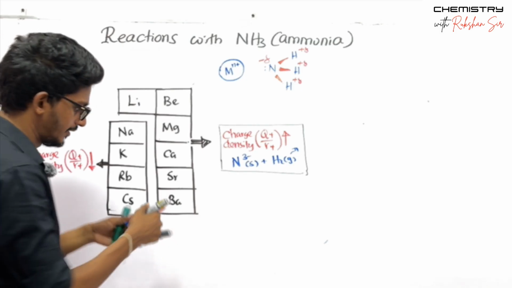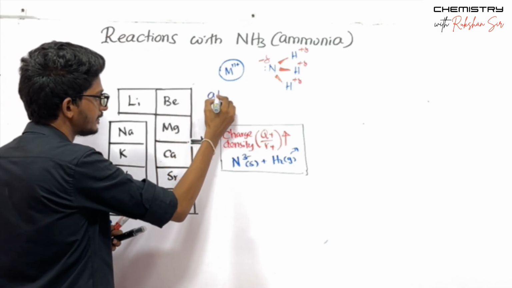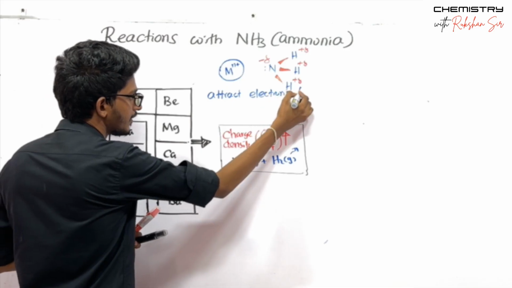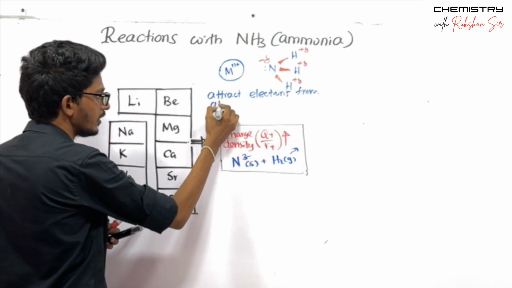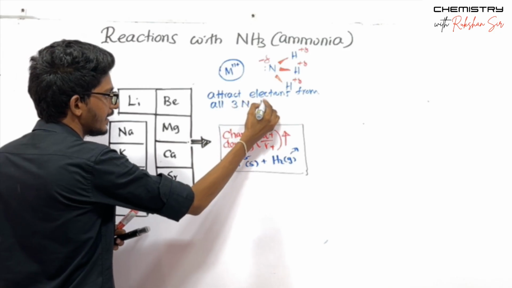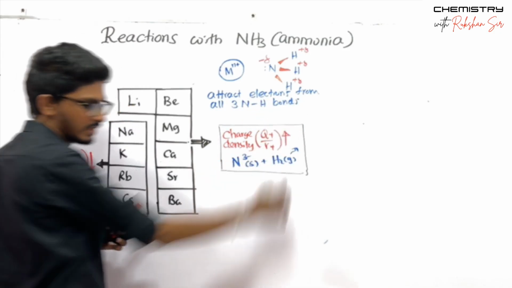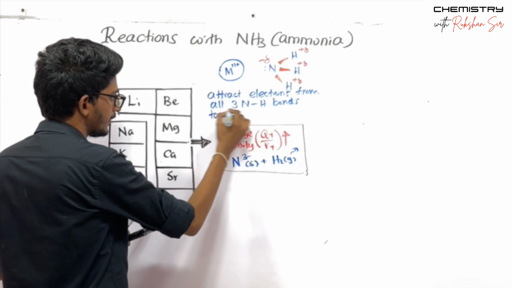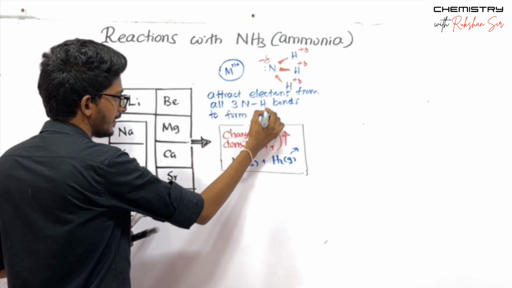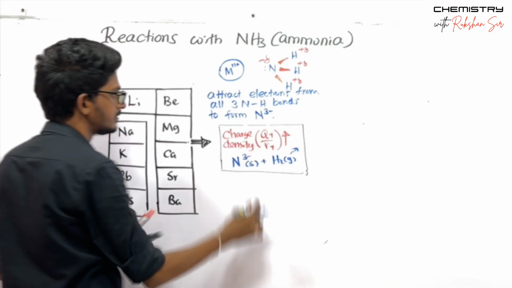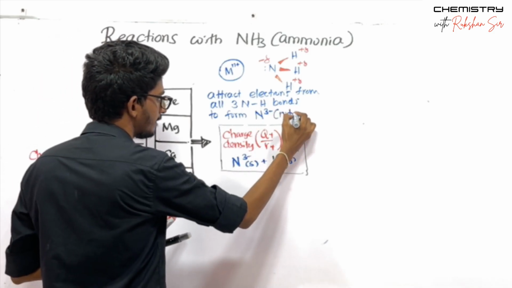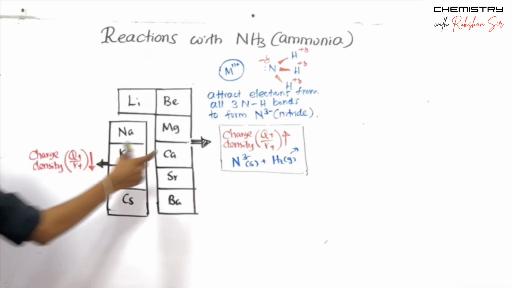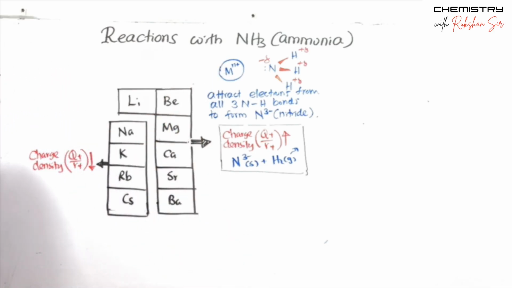One can say they attract electrons from all three NH bonds to form N3 minus, the nitride, right? That is what the cations with high polarizing power or high charge density do.